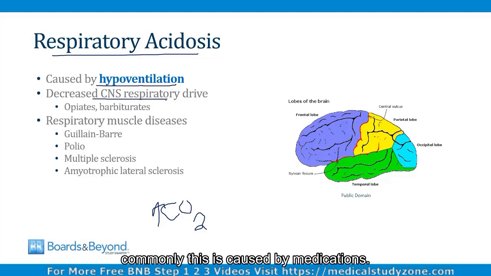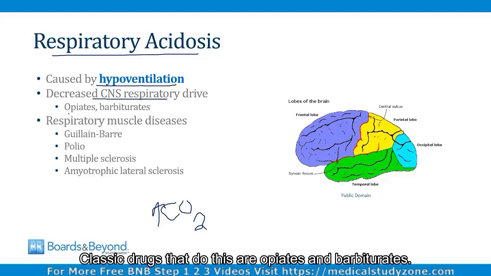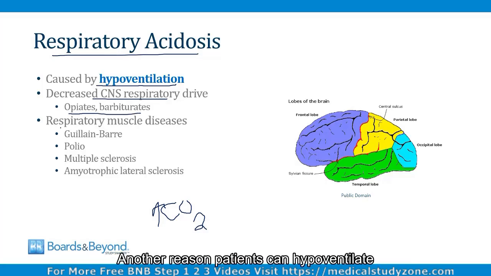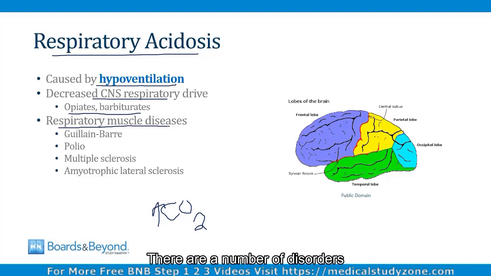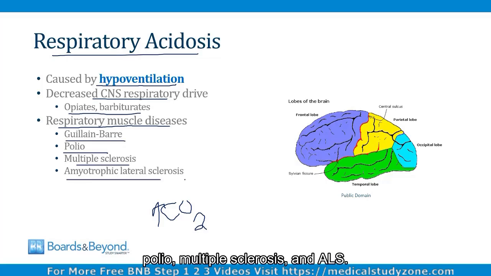Commonly this is caused by medications. Classic drugs that do this are opiates and barbiturates. Another reason patients can hypoventilate is if they have respiratory muscle diseases. There are a number of disorders that cause the respiratory muscles to function abnormally. These include Guillain-Barré syndrome, polio, multiple sclerosis, and ALS.